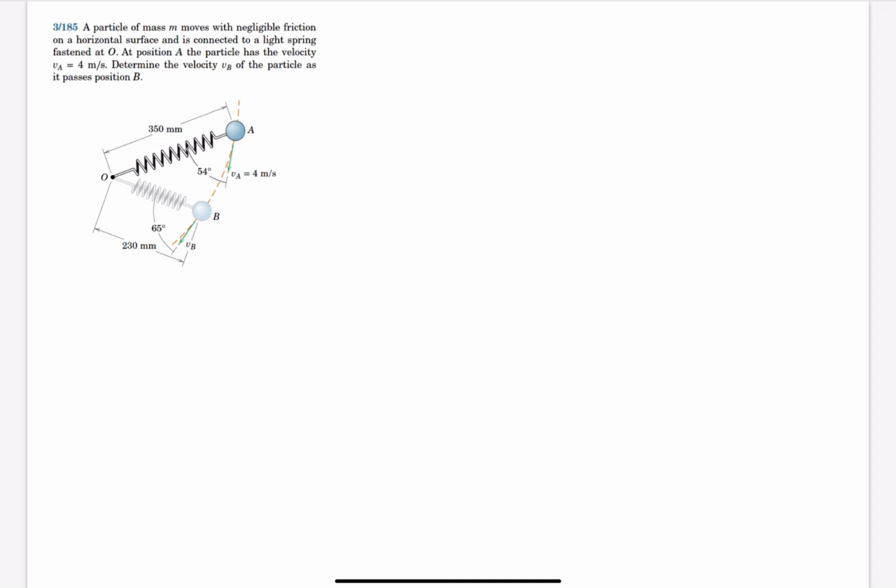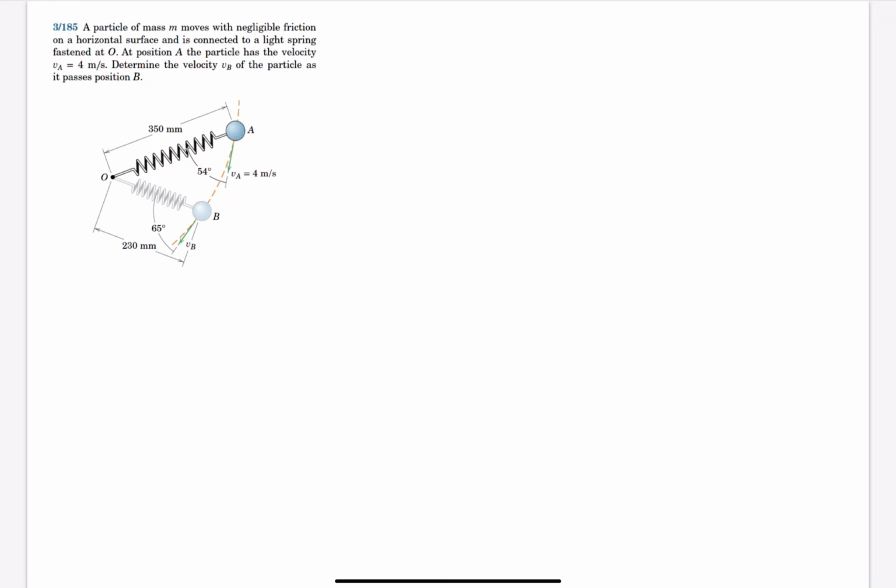Okay, so we have the spring, one end of it is pinned at fixed origin O, the other end of it is attached to the mass M, and the mass is moving in the horizontal plane with negligible friction. Interesting, we need to determine the velocity VB of the particle as it passes position B. Okay, let's think about this problem.